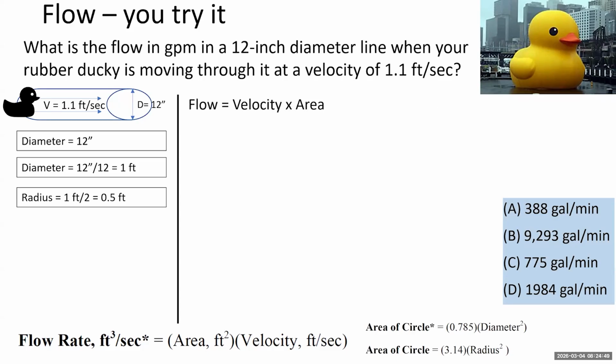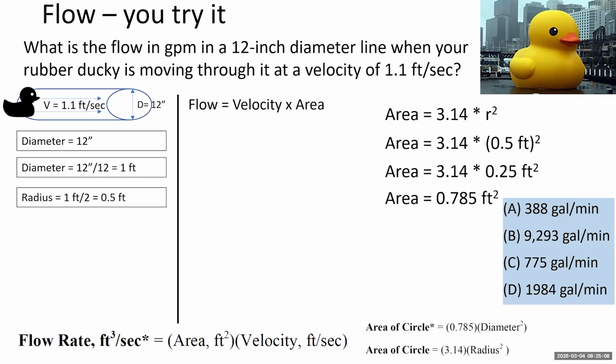Next, we're going to calculate area. So we know area is pi r squared. And so pi is rounded to be 3.14 times the radius times the radius. That's what the squared means, right? R times R. So we do that math. 3.14 times 0.5 times 0.5 gives us 0.785 square feet.